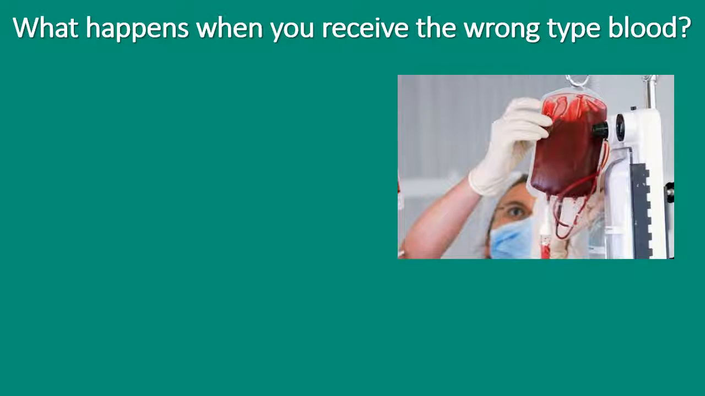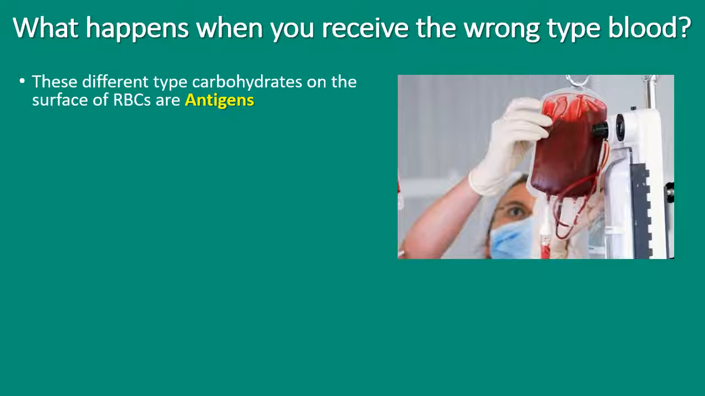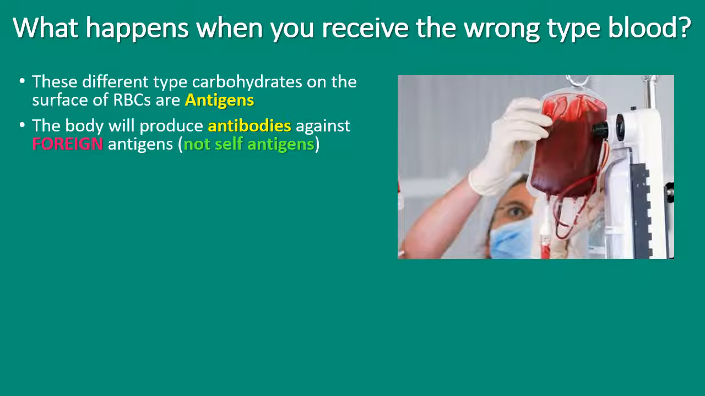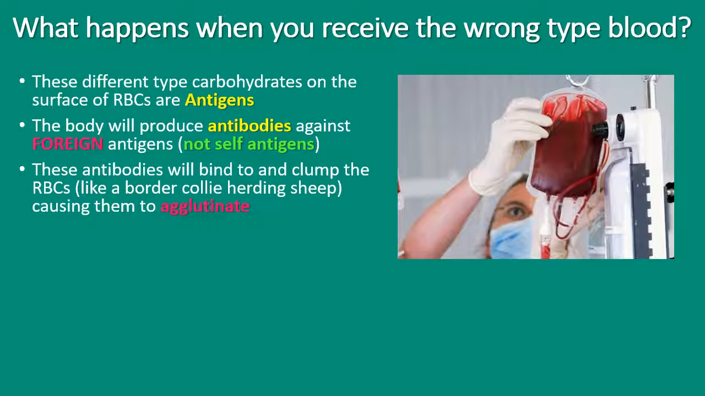Okay, so let's say you go to the hospital and you have to get a blood transfusion. It's really important that you get the right type of blood cells, because these different carbohydrates that are present on the surface of these blood cells are actually antigens. And antigens are substances that cause the body to produce antibodies. These antibodies are produced against foreign antigens, not self-antigens. So if you have type A blood, then you won't produce antibodies to the type A carbohydrate, because your body sees that as a self molecule, a self-antigen.